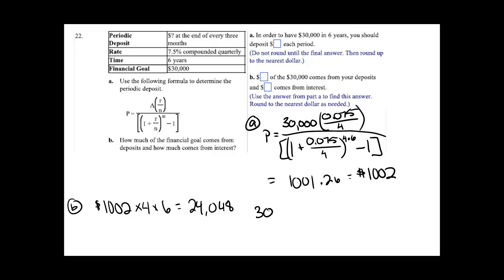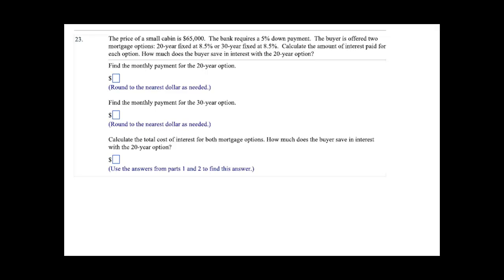To figure out the interest, we have to take the $30,000 we accumulated and subtract the $24,048, and we get $5,952 that came from interest. For number 23, the price of a small cabin is $65,000.